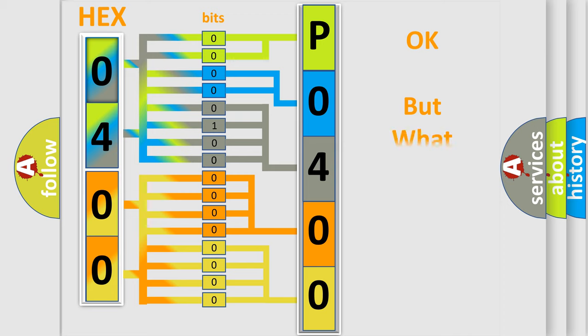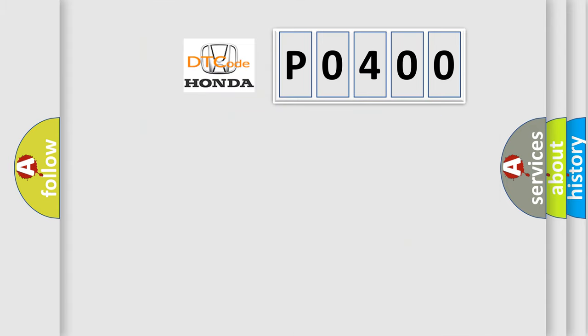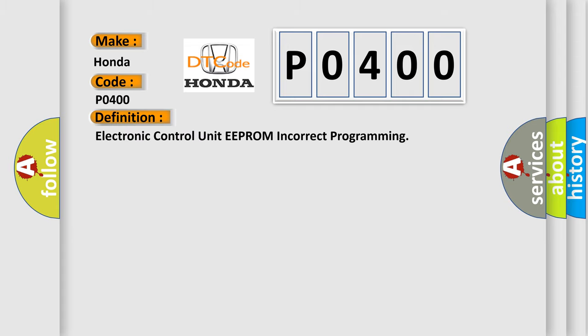The number itself does not make sense to us if we cannot assign information about what it actually expresses. So, what does the diagnostic trouble code P0400 specifically mean for Honda car manufacturers? The basic definition is electronic control unit EEPROM incorrect programming.